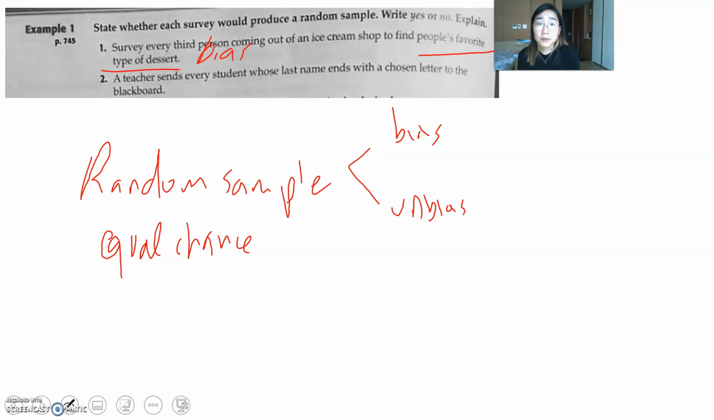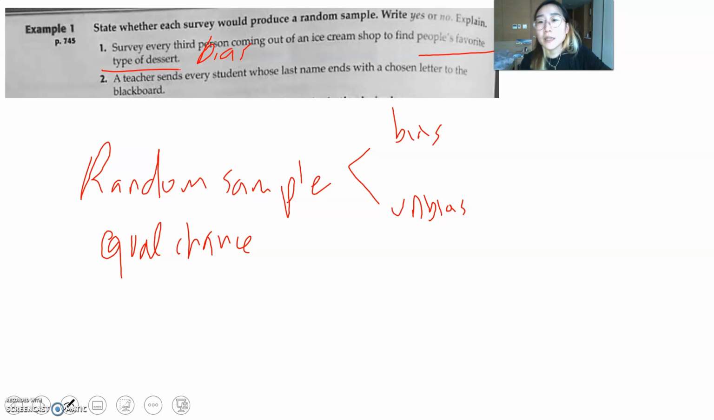To fix this survey, you could ask their favorite type of ice cream. Then it's totally random, because they all went to the ice cream shop, so you know they like some kind of ice cream. And you're not giving them anything in their mind to determine, oh, I like chocolate better, or I like cookies and cream better. You're not putting anything in their mind. So it's still a random sample, but the original question itself is not.